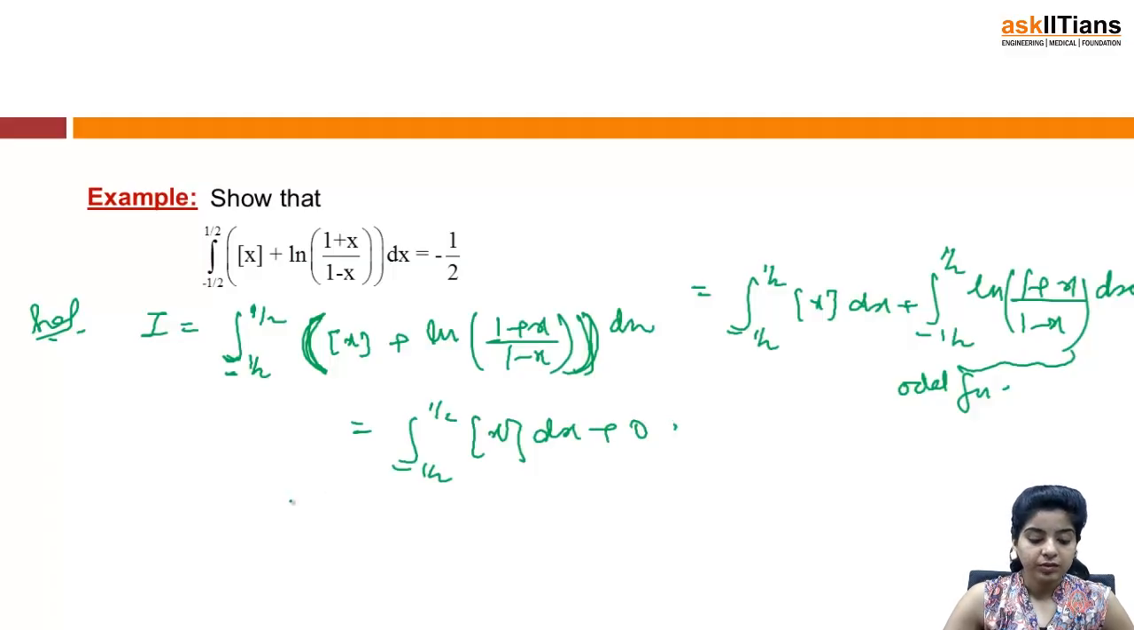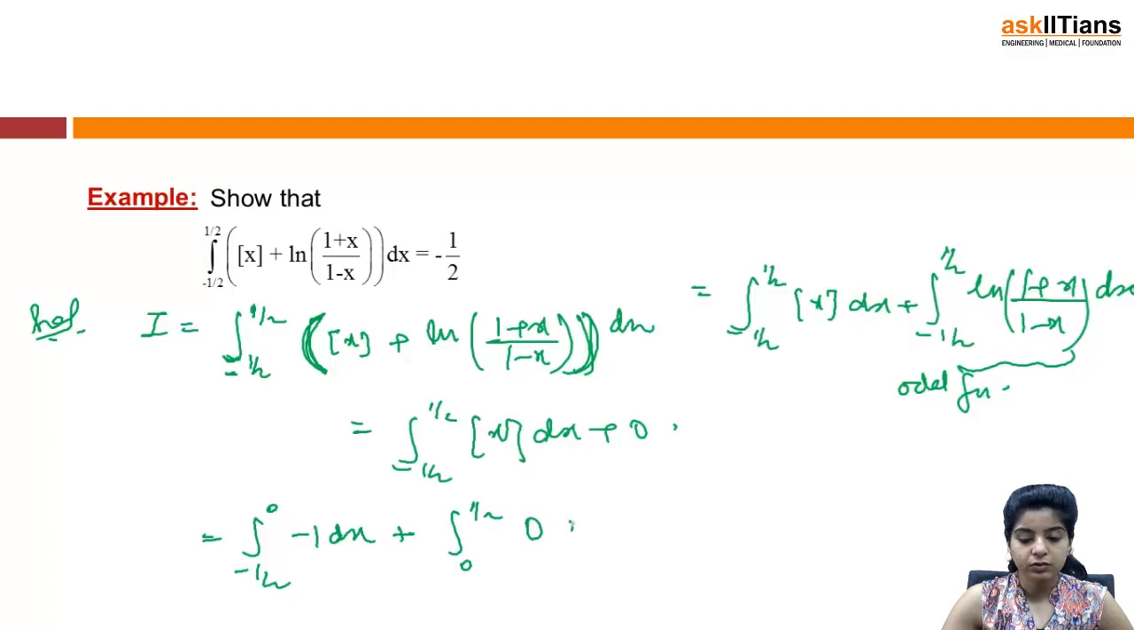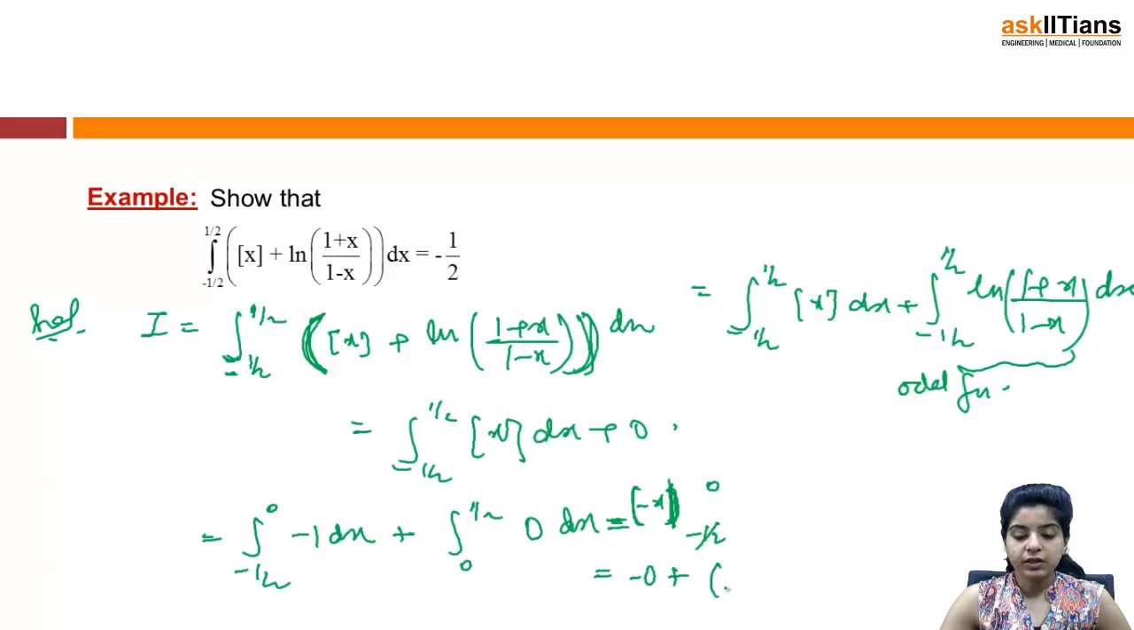So basically now we are left with this term, and that can be written as minus half to 0, that will be minus 1 dx, plus I will have 0 to half and 0 dx, right? So this basically would be equal to, now this again 0, so minus dx is minus x, that you need to calculate, and the limits would vary from minus half to 0. So this is equal to minus 0 plus, then again minus half, minus half. So your answer is minus half.